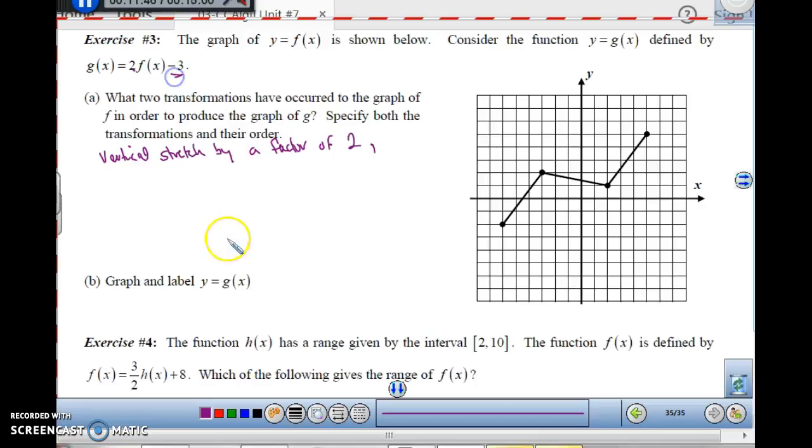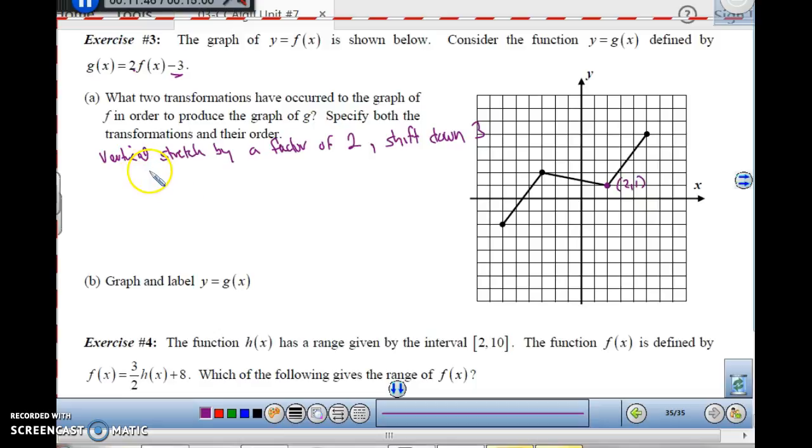Then, what does minus 3 mean? Well, it's going to shift down 3, because it's on the outside of the function. So that's going up and down, so it's going to be minus 3. Okay, so let's see if we can figure out where our points are going to go. If I take this point right here that is on f, and I want to see where that's going to go, that is the point 2, 1 on that function.